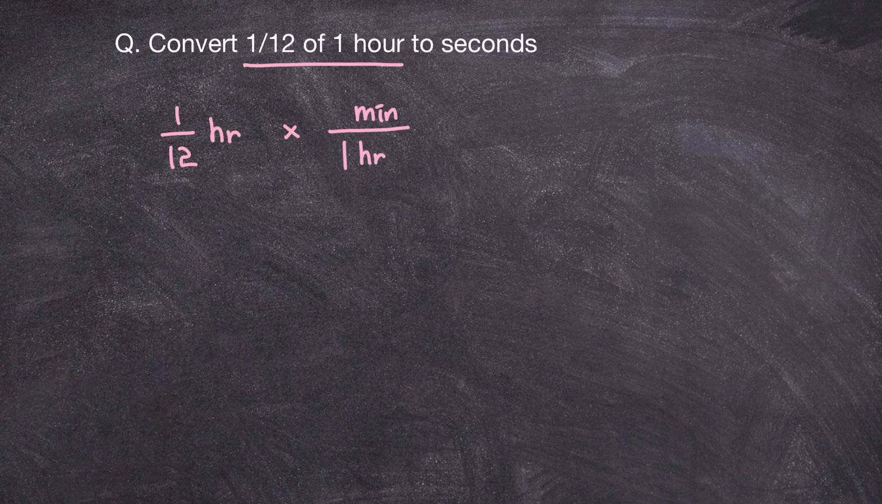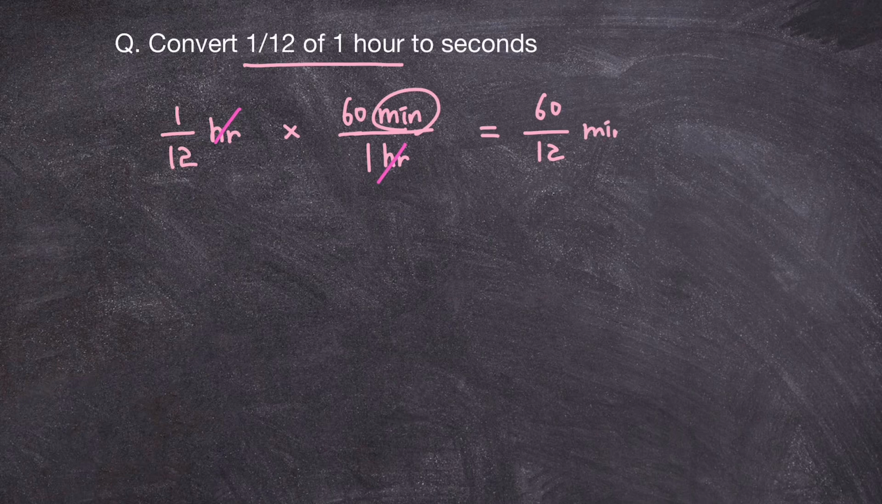So how many minutes are in 1 hour, or how many minutes are equal to 1 hour? And that's easy. 60 minutes are equal to 1 hour, so this is the fraction that we are going to multiply to the original value in order to get rid of the hour unit and be left with minutes. So let's do that. If I do that, I can just cross hours out, and I'm left with 60/12. And don't forget the units, minutes. And that is equal to 5 minutes.